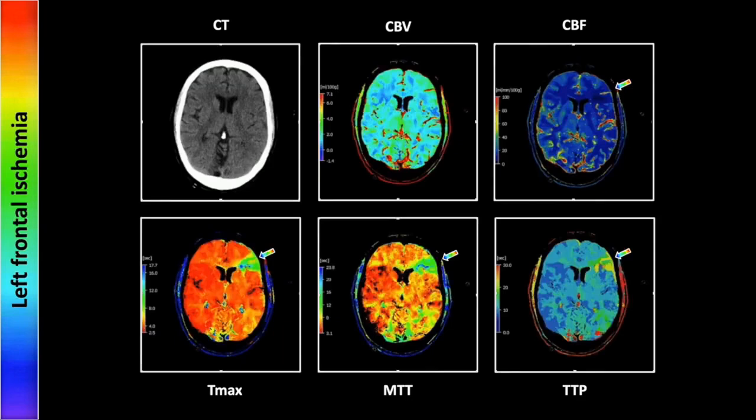Here's a good example. This is a case of left frontal ischemia. You can see in the top center the CBV shows no abnormality, while the CBF shows a very faint dark blue in that left frontal region. Across the bottom, you can see that there is a significantly larger wedge-shaped region of ischemic tissue.